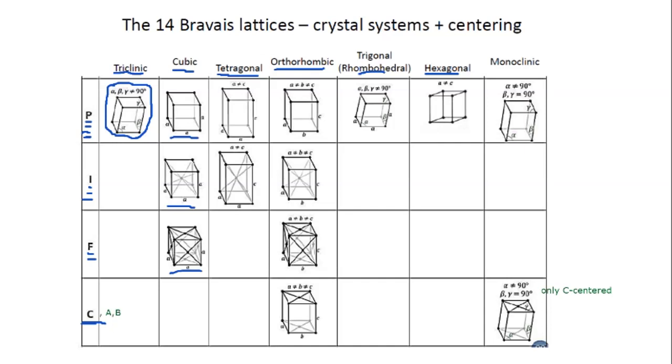So you may ask, well, why are there only 14 Bravais lattices? Why can't triclinic be I, F, or C centered, or trigonal be I, F, or C? So why isn't there a centering for every type of crystal system? And we're going to talk about that in just a moment.